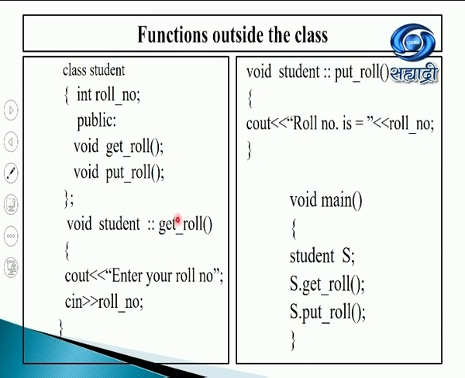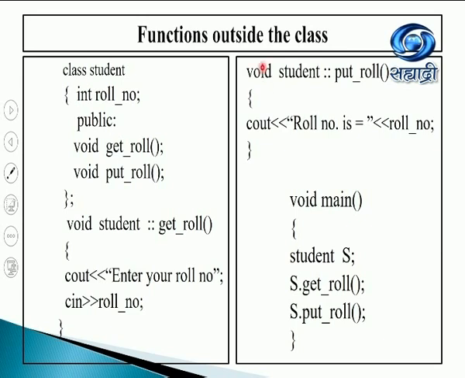So get roll is the function, void is the return type, and as we know, we are not passing any arguments here. What is important is this scope resolution operator. This scope resolution operator tells me that the scope of this particular function get roll is from this particular class, which is student. So we have the get roll function, which is in the scope of class student. The function body remains the same: enter your roll number, cin roll number.